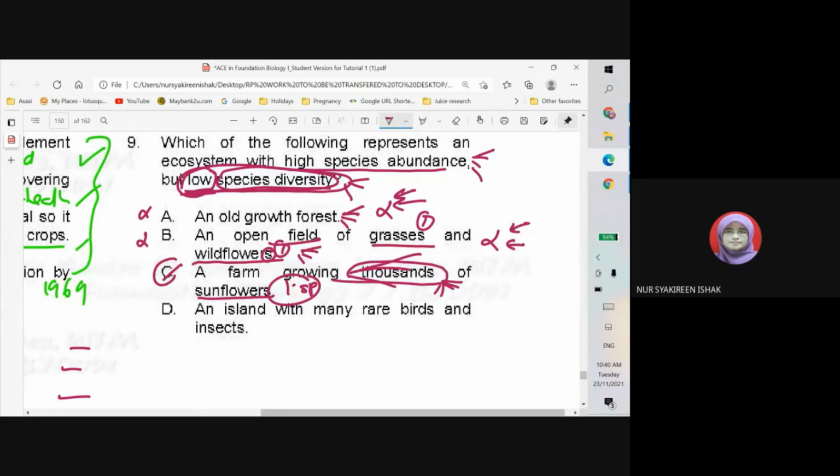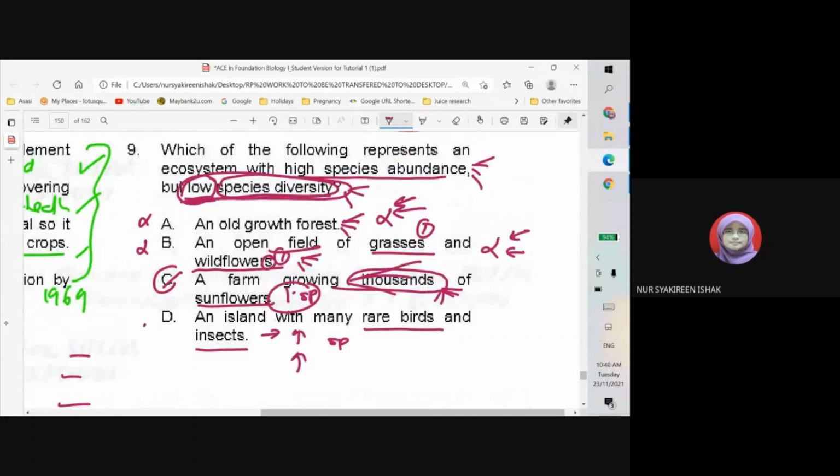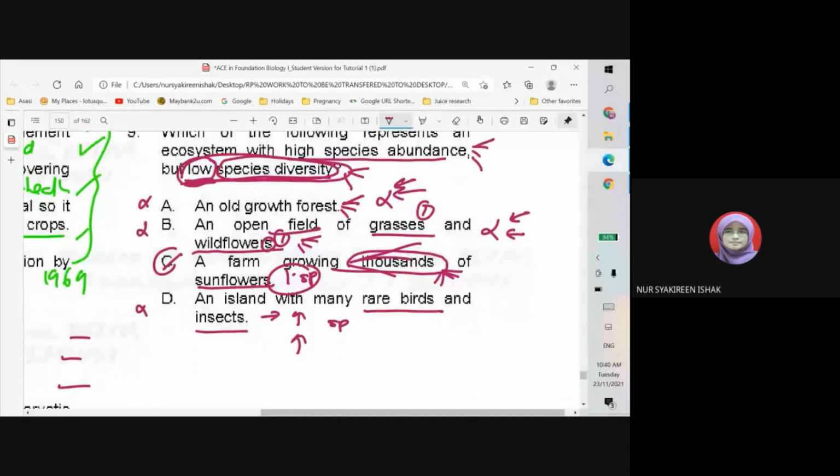Kalau kita tengok yang D, an island with many rare bird species and insects. So maksudnya high species abundance and also high species diversity. Okay? Ataupun species richness. High species richness. Alright, so itu awak kena tahulah. You have to know the definition for species abundance, okay, and also species richness. When you have high species abundance, high species richness, so that area will have high species diversity, okay.